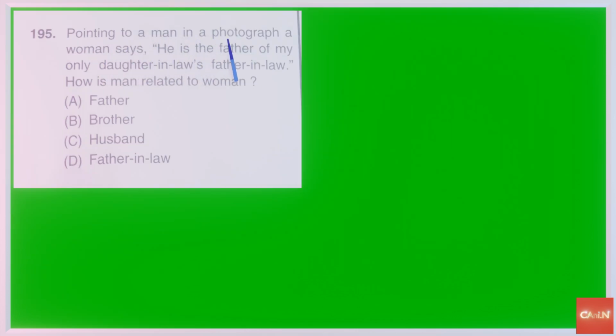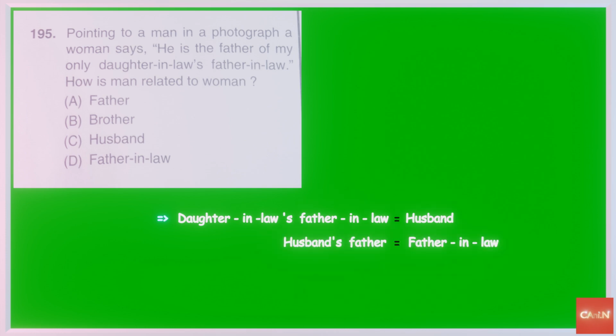Pointing to a man in a photograph, a woman says, "He is the father of my only daughter-in-law's father-in-law." How is man related to woman? Daughter-in-law's father-in-law equals husband, and husband's father equals father-in-law. Hence, answer is option D.